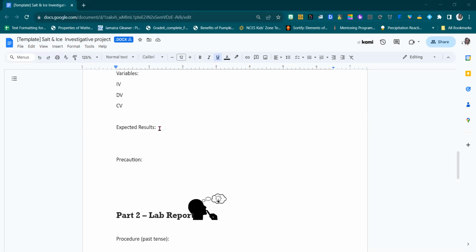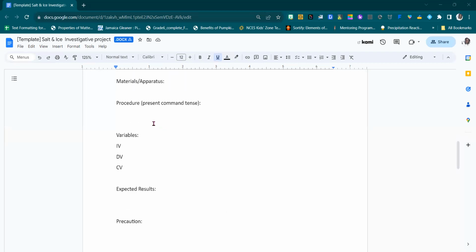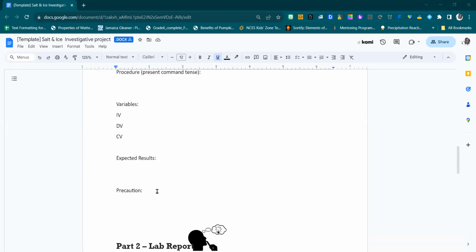Your expected results pretty much is linked to your procedure. It's going to tell you what the experimenter should expect after conducting the steps in your procedure. What is the experimenter looking out for? This now is the evidence to say, yes, my hypothesis is correct. So if my hypothesis is correct, then this is what you should look out for. Or if you observe this, then the hypothesis is correct.